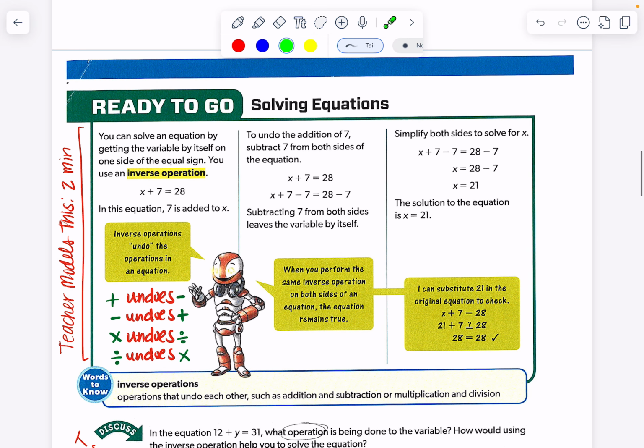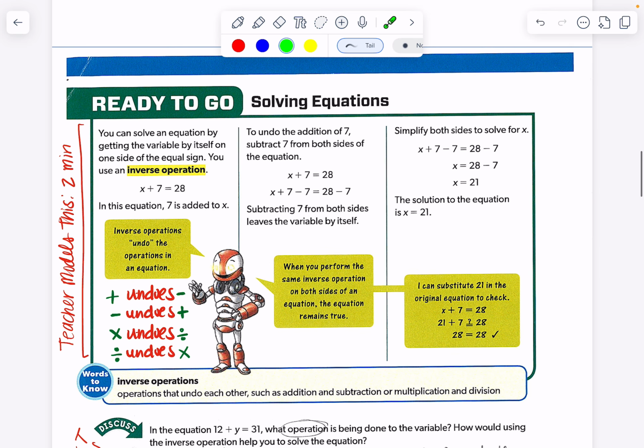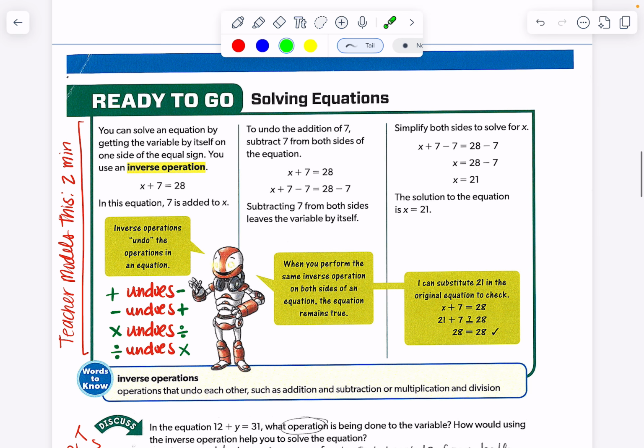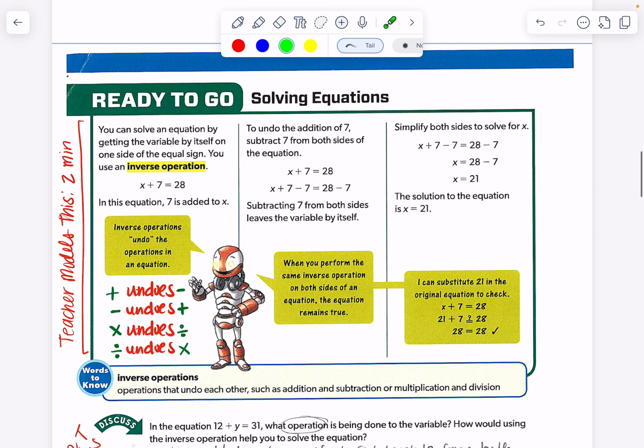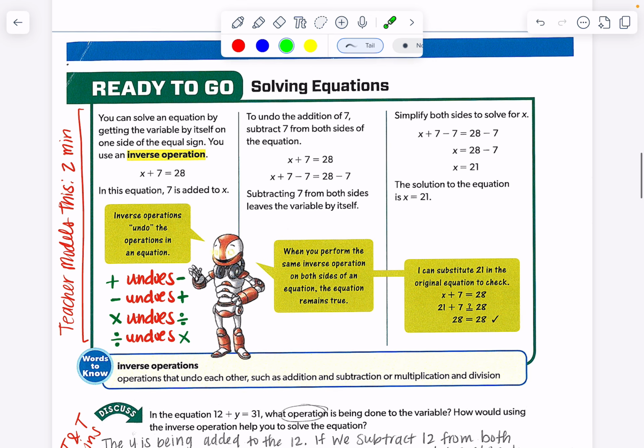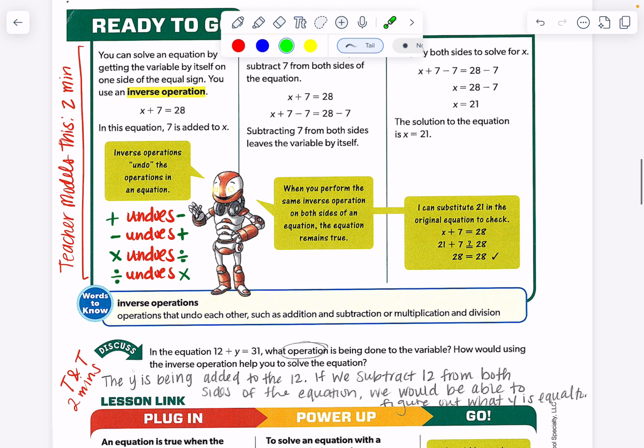Now, this independent practice doesn't focus too much on checking student work to see whether their equation was true. However, you definitely can highlight that for students if they are struggling.